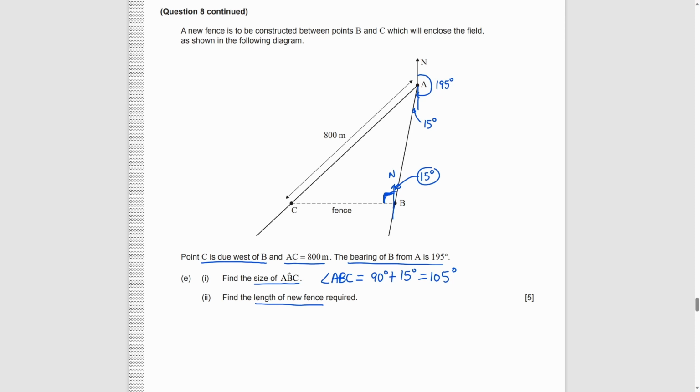Then we want to find the length of the fence. One thing important to this part: we already found angle A in part D, so remember to mark it here. Then we have this pair of side and angle, and we also have the opposite angle of the fence. We should use the sine rule here. BC over sine 0.72 is equal to 800 over sine 105 degrees. Remember to change 105 degrees to radians before you input it into your calculator. That is 1.833. Solve it and we get 546 meters.